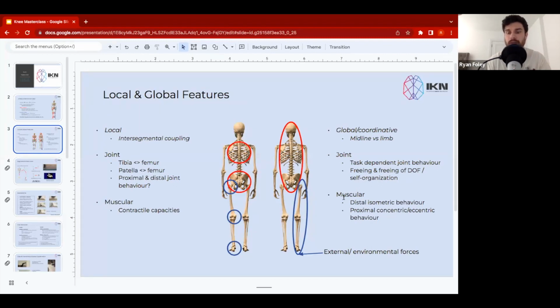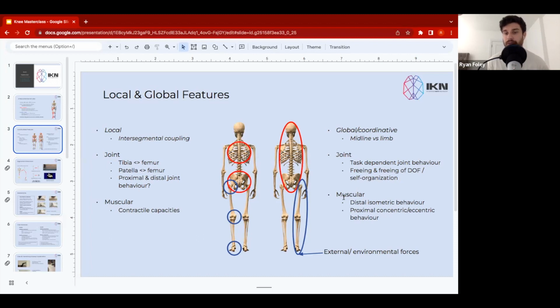If we want to have diversity in movement behavior, we want body regions to have different behaviors. So we don't necessarily want the midline to express certain muscular behaviors that are always trying to manage forces. We want to give the midline the chance to express some adaptability, so the lower limb can express those capacities to manage forces. And that's how the limb is really set up.